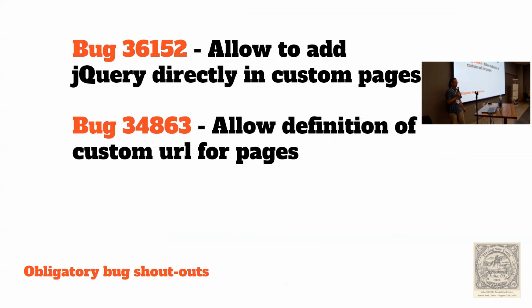I did want to give my obligatory bug shout outs. There are a couple of things that can make this a little easier to do. Bug 36152 would allow us to put jQuery right in a page. So right now, all that CSS you saw, I've got directly in the Long Overdue page, which I like because it's in the place where it needs to go. It's not in one of those giant CSS system preferences with everything else.